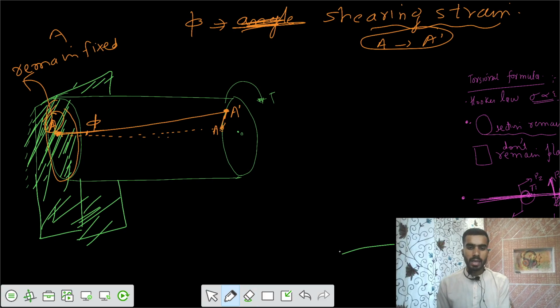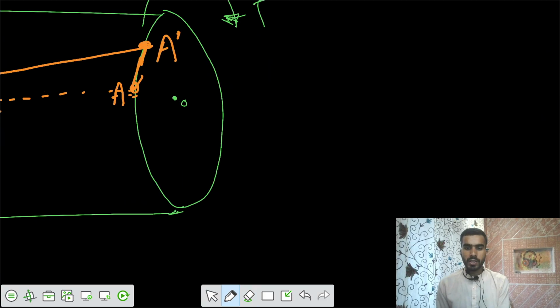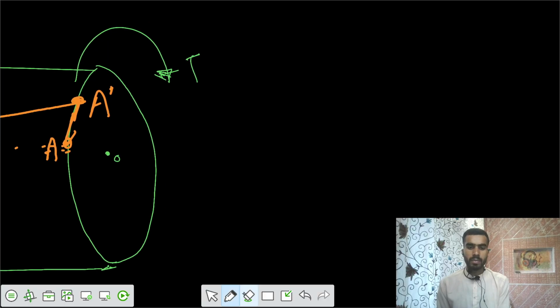Now one more thing is that if you see the cross section, let's see the cross section. Your point A was at a distance of radius r. So point A was on the surface of the section. It was at a distance of r. Similarly, it has reached some point A dash, but we said that plane section remains plane. That means the radius would remain a radius itself. So it has shifted to some point A dash. So we say that there is some theta developed.